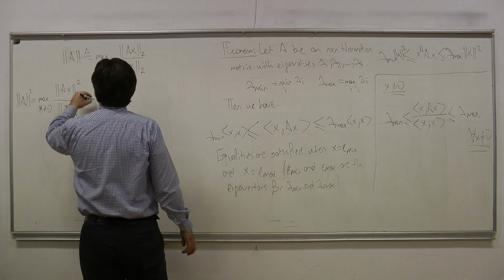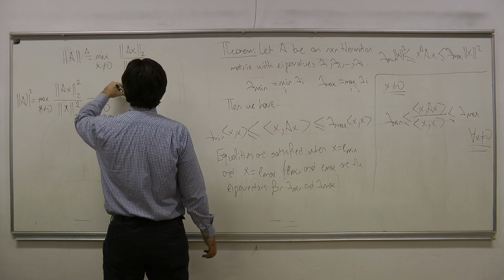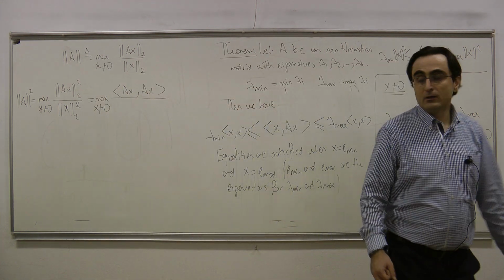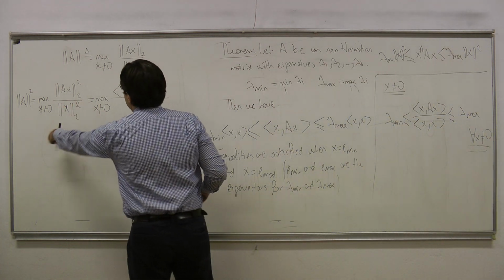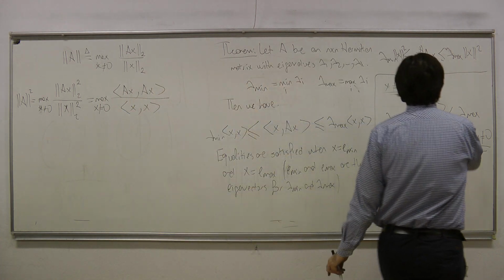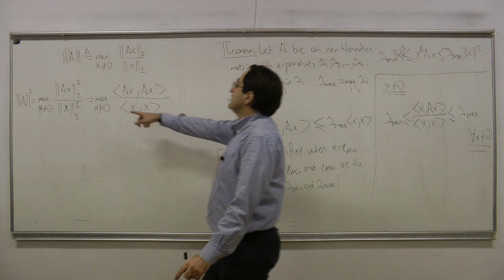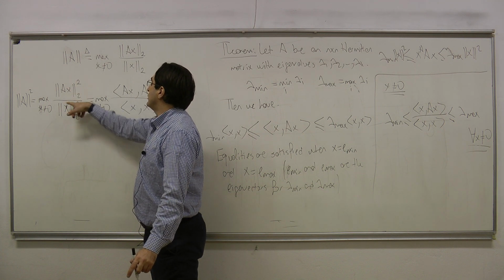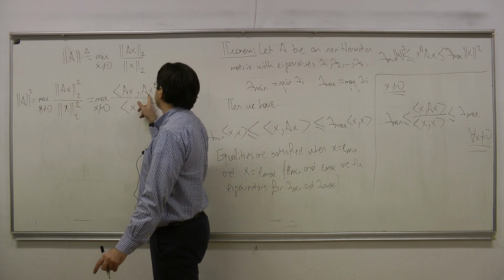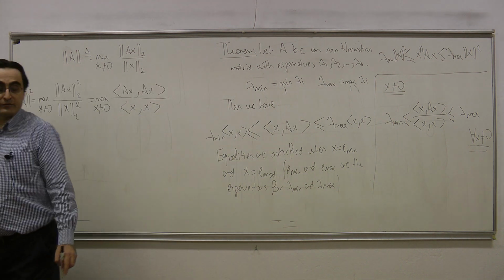So now let us look at this. Maximum, x not equal to 0. Ax norm square is nothing but the inner product of Ax with itself. Okay? And what about the denominator? It is the inner product of x and x. So you see that it is getting closer to this ratio in some way when you use the L2 inner product. We know that the L2 norm square of Ax can be written as the L2 inner product of Ax with itself, and x norm square can be written as the inner product of x with itself.